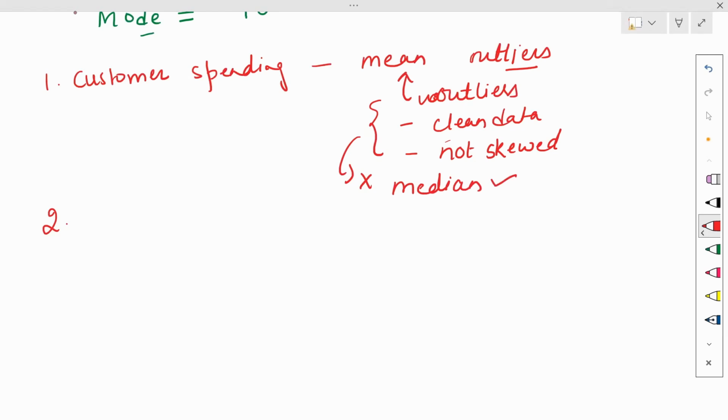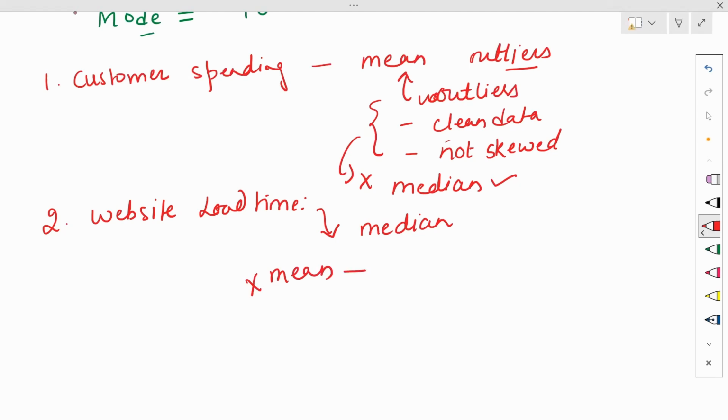Other example is website loading time. In this example, we can use the median to know the typical user experience. Here, we might not use the mean because there can be some customers who have a poor network connection, which is resulting in a high load time. So it will not reflect the true picture. Median will be a better central tendency here.